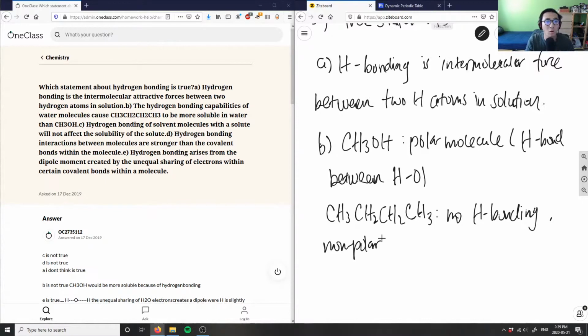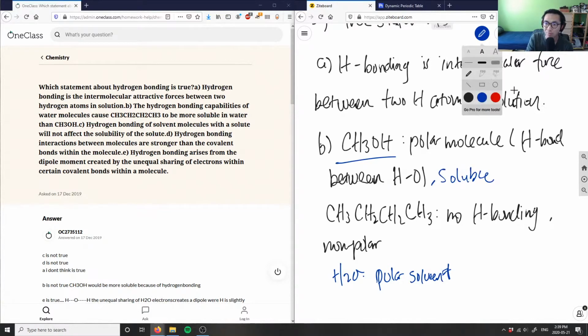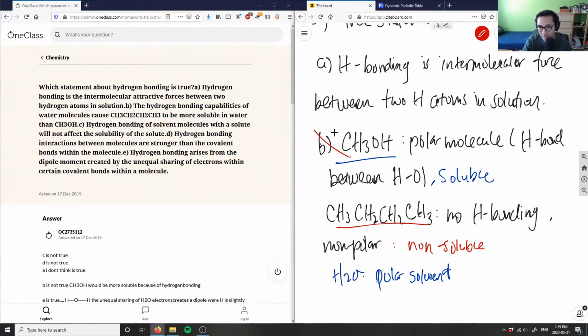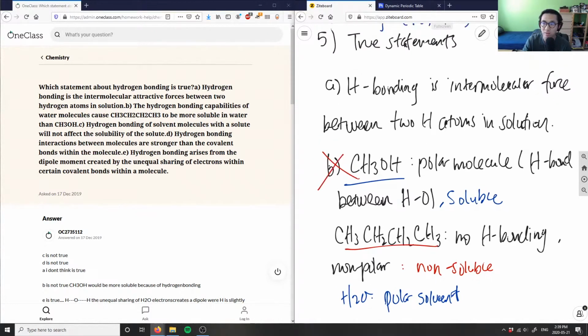And this guy here is also nonpolar. Water, I know, is a polar solvent, and like dissolves like, so methanol would dissolve in solution, and so this is soluble. And this guy here, butane, is not soluble because it's nonpolar. Therefore B is false because CH3CH2CH2CH3 is not more soluble in water than CH3OH. So I can X this B, not correct, and A here is also not correct.